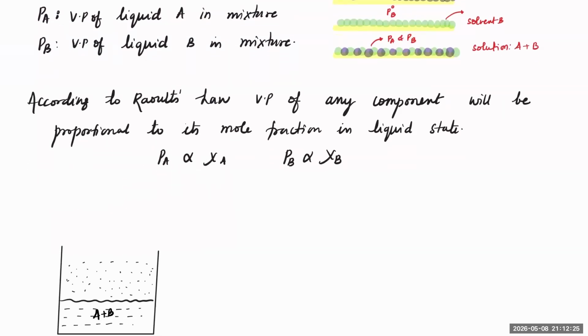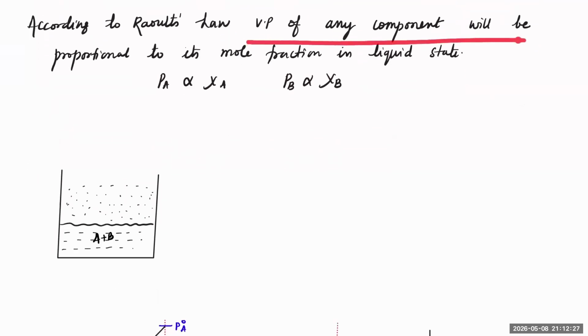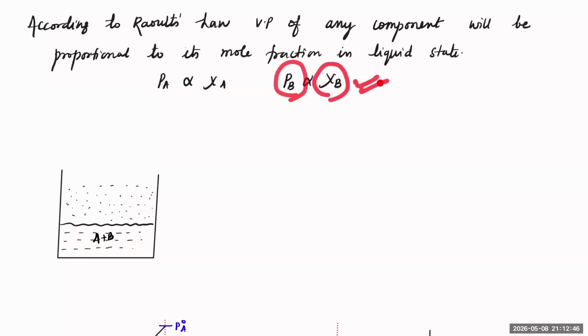Hence, according to Raoult's law, vapor pressure of any component will be proportional to its mole fraction in liquid state. So you can see Pa, partial pressure of A, is directly proportional to mole fraction of A present in the liquid state. Similarly, Pb is proportional to mole fraction of B present in the liquid state.